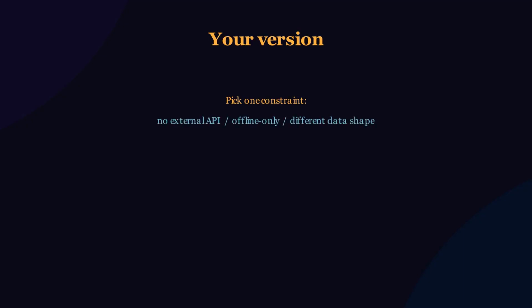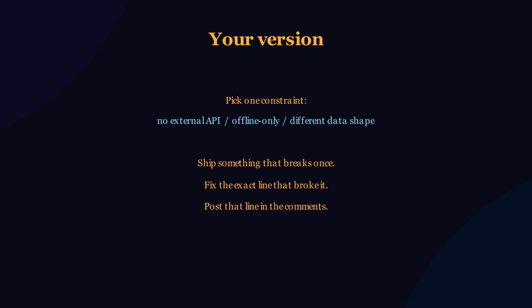Your version doesn't need to match this one. Pick one constraint. No external API, offline only, or a different data shape entirely. Anything but a copy of PulseBoard. Ship something that breaks once, and fix the actual line that broke it. Post that line in the comments.